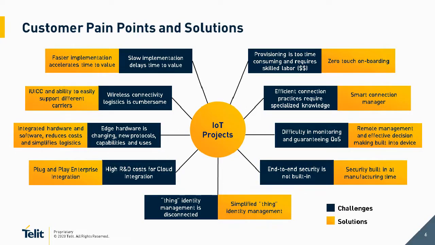And here are examples of some of the key pain points, whether it be those items in blue where we're talking about slow to implement, delays to value, wireless connectivity, edge hardware, high R&D costs, thing identities, end-to-end security, difficulty monitoring to guarantee that quality of service, efficient connections, and lastly, provisioning. All of these come together to lay the groundwork for an end-to-end solution that we talk about.